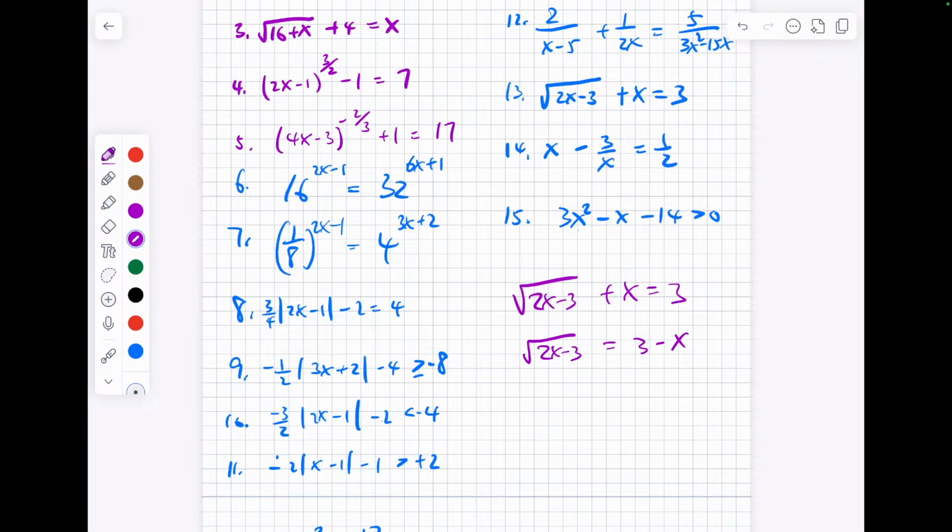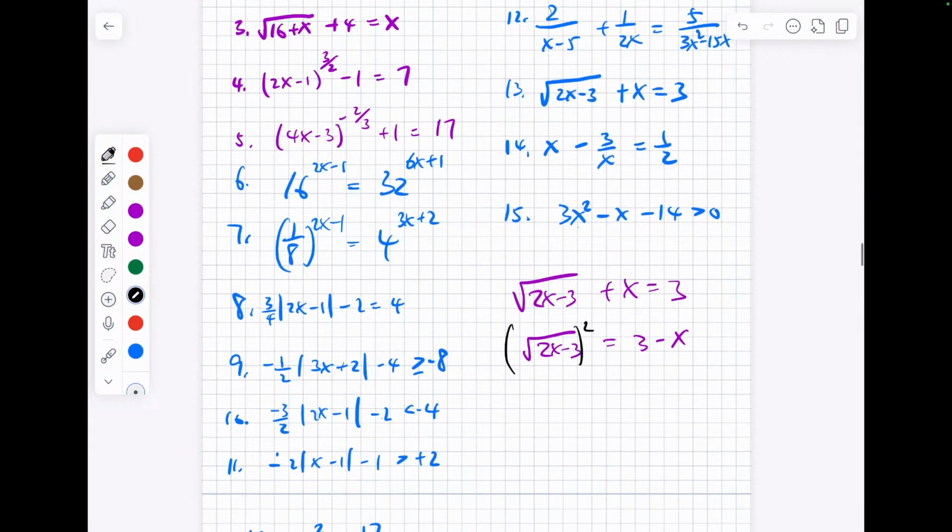You square both sides. That's going to give you 2x minus 3 equal to 9. Now, don't kill a puppy. Remember, that's how you kill a puppy. It should be 9 minus 6x plus x squared at the end. Did you kill a puppy, Nicholas? I don't think I killed a puppy, I think I just squared it wrong. What did you get? 9 minus x squared? I might have killed a puppy. Yeah, that's killing a puppy.